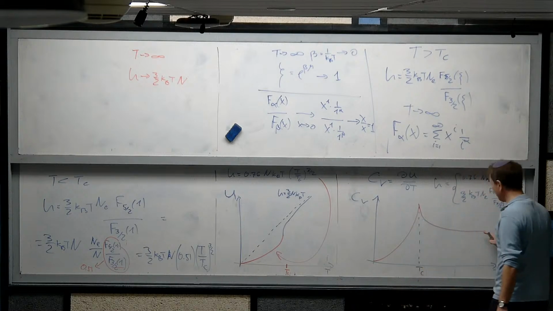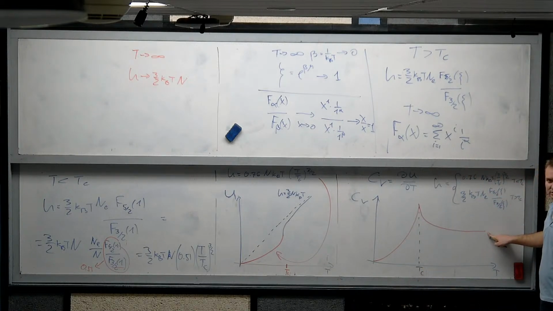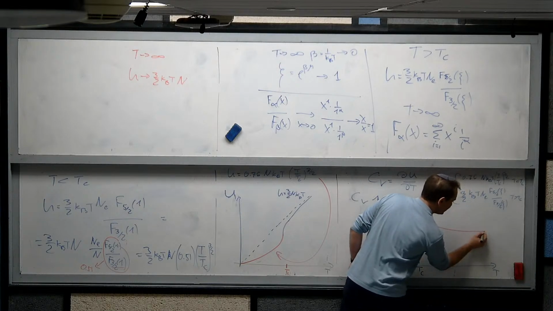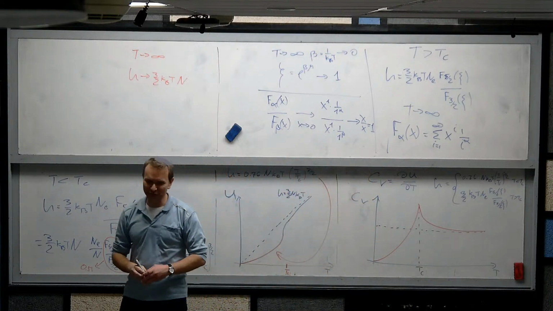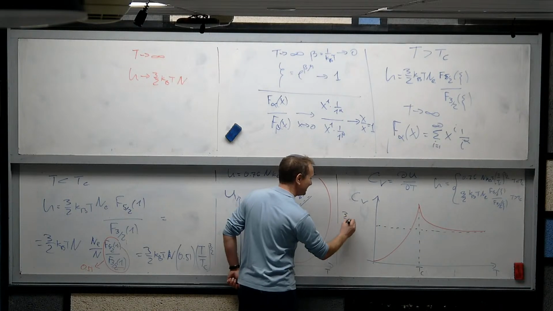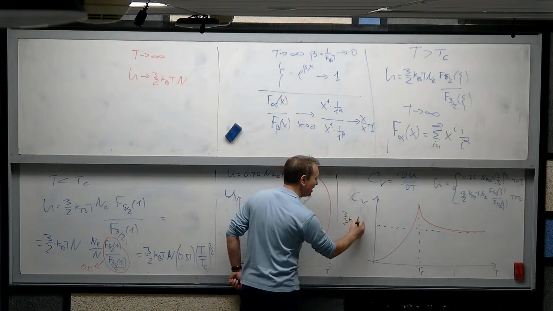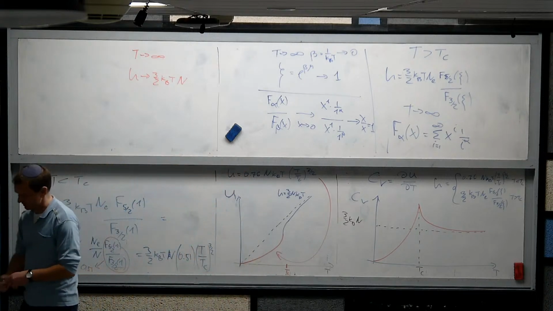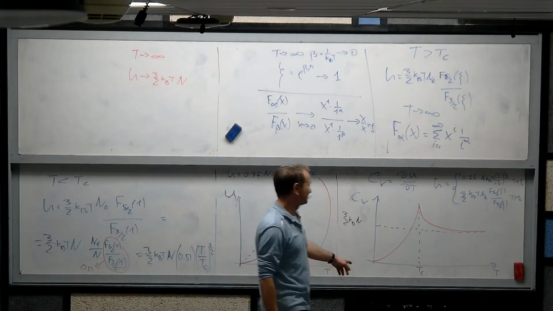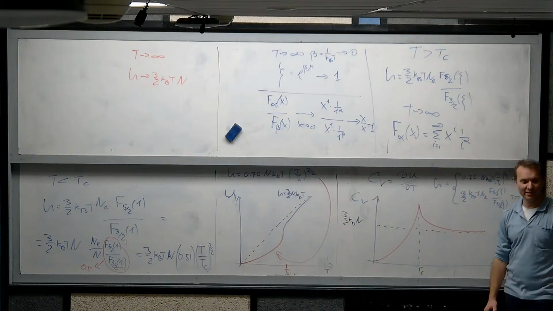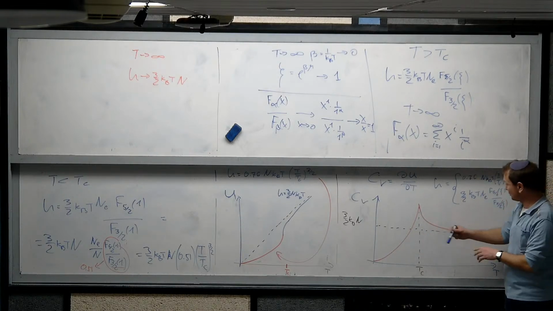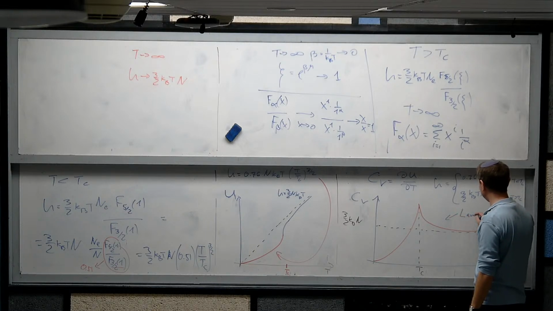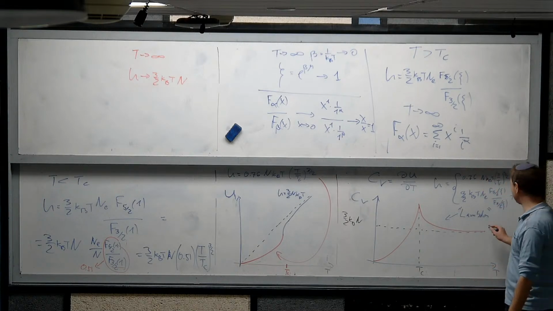And to what value does the CV converge for large temperature? You should know this. k Boltzmann, exactly. k Boltzmann what? times 3n. It's exactly, so 3/2 k Boltzmann multiplied by the number of particles that we have inside the system. Okay. Now, this type of behavior has a name, because this looks like a lambda, a Greek letter lambda, right? So this is lambda, and therefore the name lambda transition.